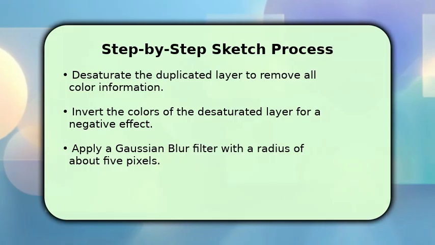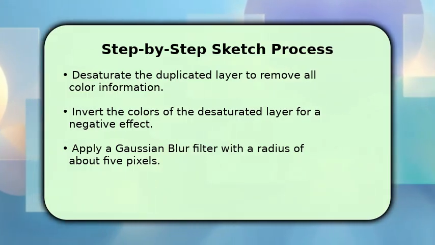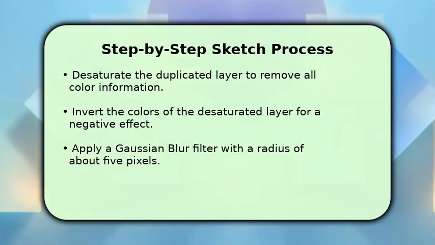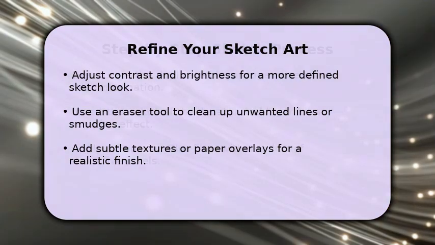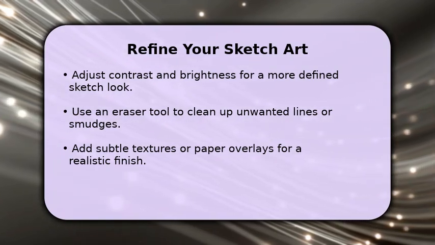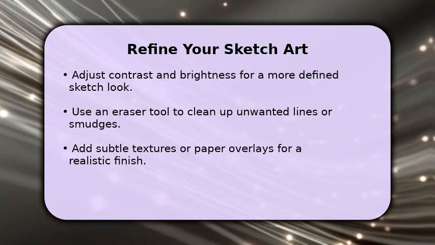Next, apply a Gaussian blur filter, typically with a radius of around 5 pixels, to soften the lines. Finally, change the blending mode of this layer to Color Dodge, and you will see your photo transform into a sketch. To refine your sketch, adjust the contrast and brightness to enhance line definition and overall clarity.